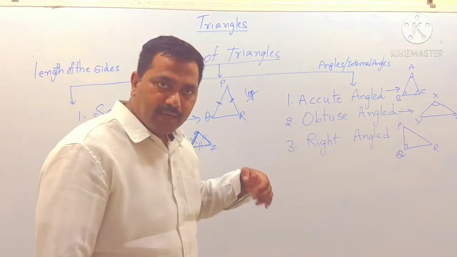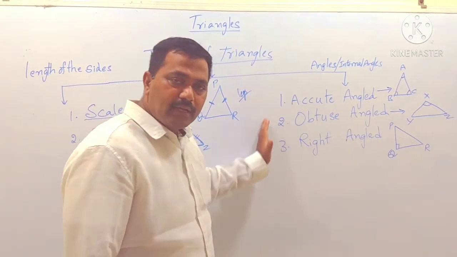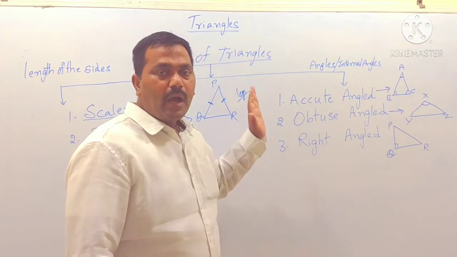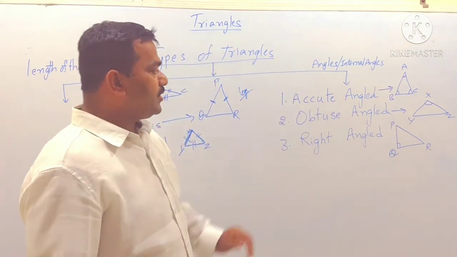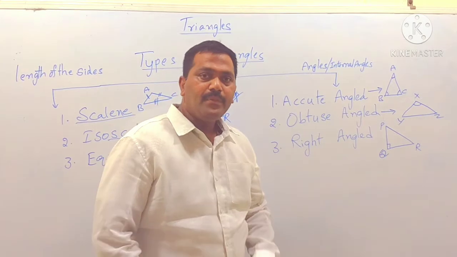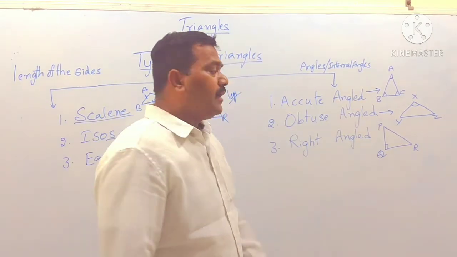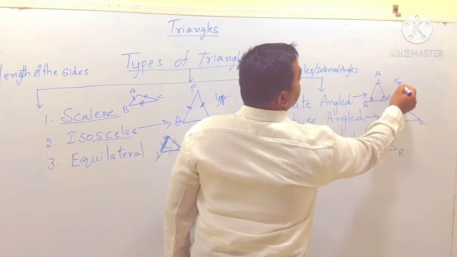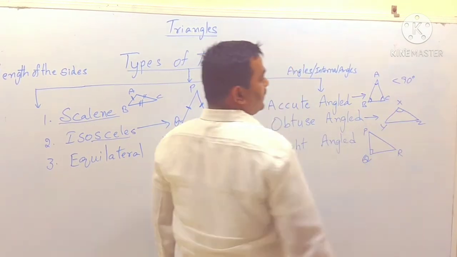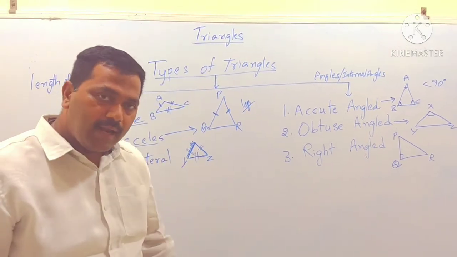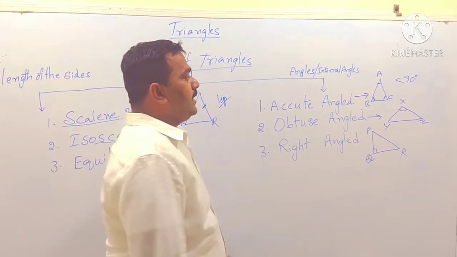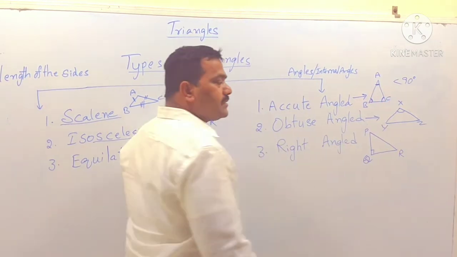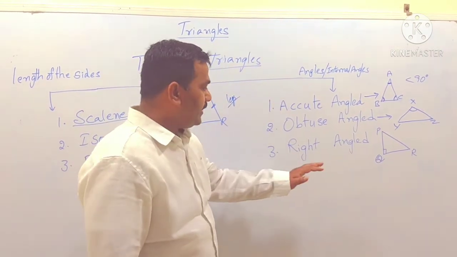Next, coming to the types of triangles on the basis of internal angles: acute angle triangle, obtuse angle triangle, and right angle triangle. There are three different types of triangles on the basis of angles. Coming to the acute angle triangle, all the three angles are less than 90 degrees. Here, angle A, angle B, angle C, all three are less than 90 degrees.